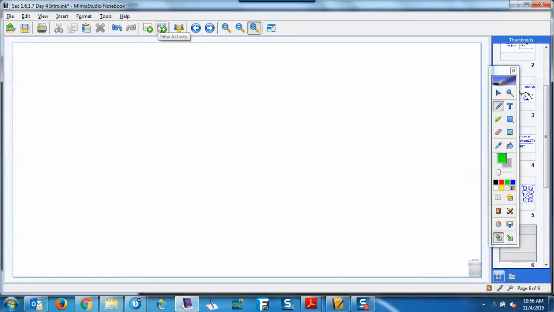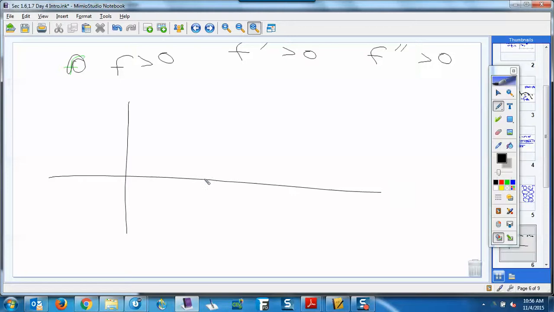So 32, quickly: sketch a graph where F is greater than 0, F prime is greater than 0, and F double prime is greater than 0. So what does that mean? Yeah. Above the x-axis. We're graphing F here now. Careful here. We're talking about F. F's always positive. Slope's always positive, which means what, though? Increasing. I think that's what we're going to say.